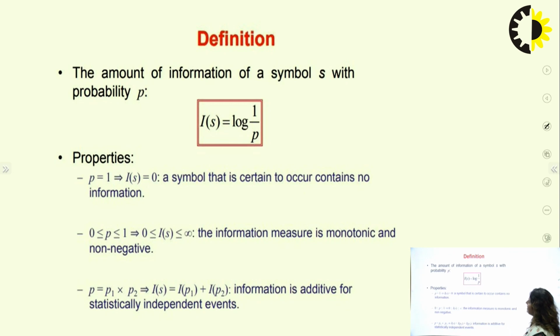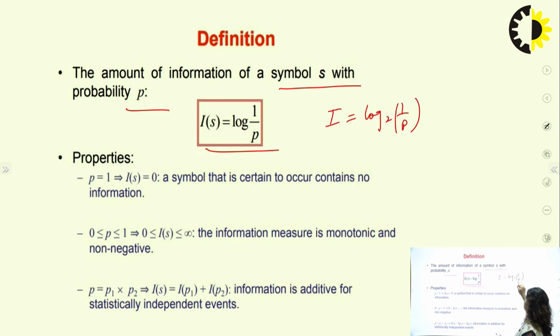So here we will define the information again. The amount of information of a symbol S with probability P is defined by this expression: I(S) is equivalent to log 2 1 upon P. Here P is the probability of occurrence of a particular event and I(S) is the information contained in a particular message, and that is defined as log 2 1 upon P. Or we can define it as log base 10 1 upon P divided by log 10 2. You can define it like this also.